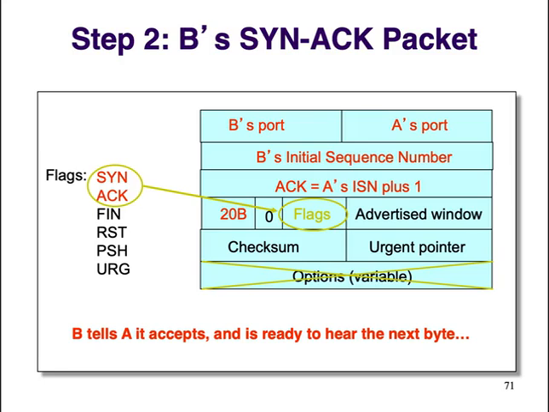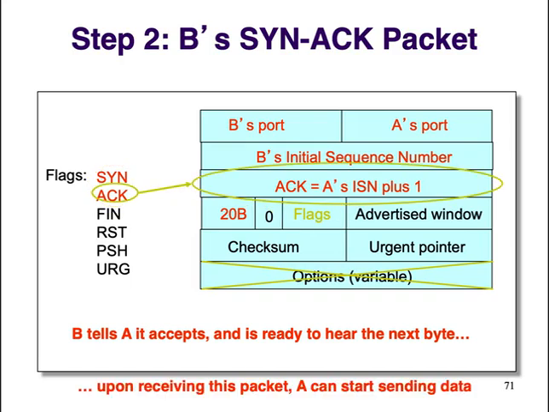Anyone want me to repeat this, or is it clear? Yeah. So at this point, B has told A that it accepts and is ready to hear the next byte. And so on receiving this packet, A now knows that it's good to start receiving. It can start sending data because B knows what the byte stream numbering should look like.